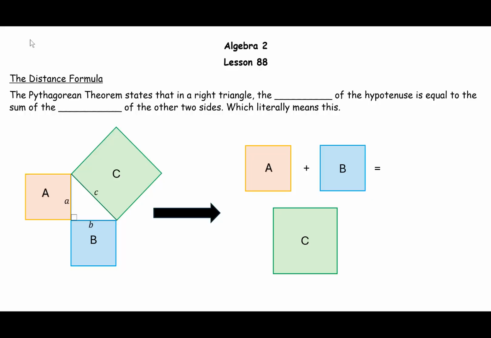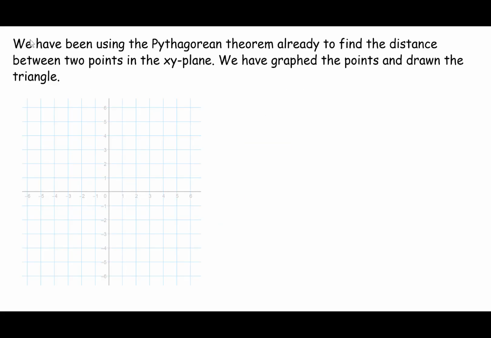Okay, so we're going to talk about the distance formula, and we've already been finding the distance between 2 points using the Pythagorean theorem, which states that in a right triangle, the square of the hypotenuse is equal to the sum of the squares of the other two sides. So we've been using the Pythagorean theorem just like this. If we have 2 points, like for example, (-2, 3) and (4, -4), and we want to find the distance between those 2 points, we can't just count the squares because it's not a vertical line and it's not a horizontal line, it's a slanted line.